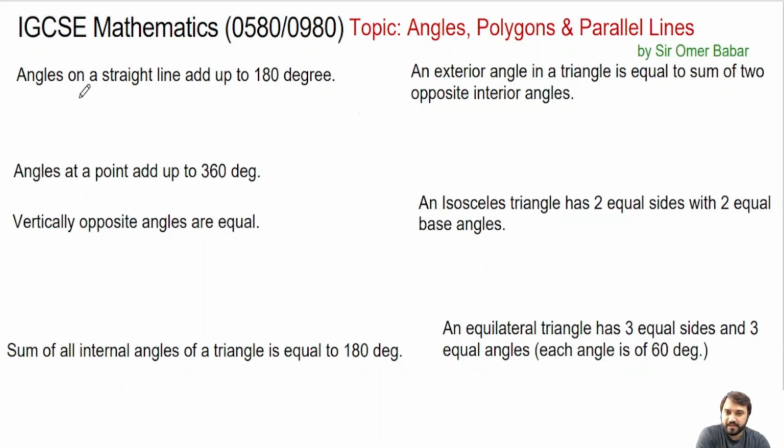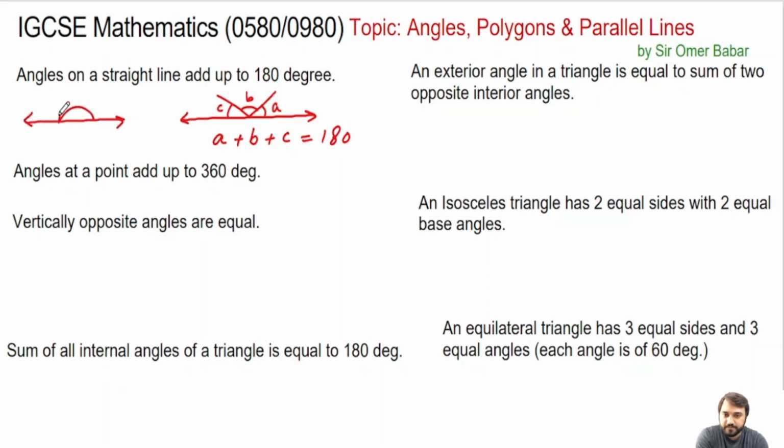Our first point is angles on a straight line add up to 180 degrees. It means if you have a line like this, and there are angles something like this. This is angle A, this is B, and this is C. So you have to add these angles, A plus B plus C. The sum of these three angles will be 180 degrees. It means angles on a straight line add up to 180 degrees.